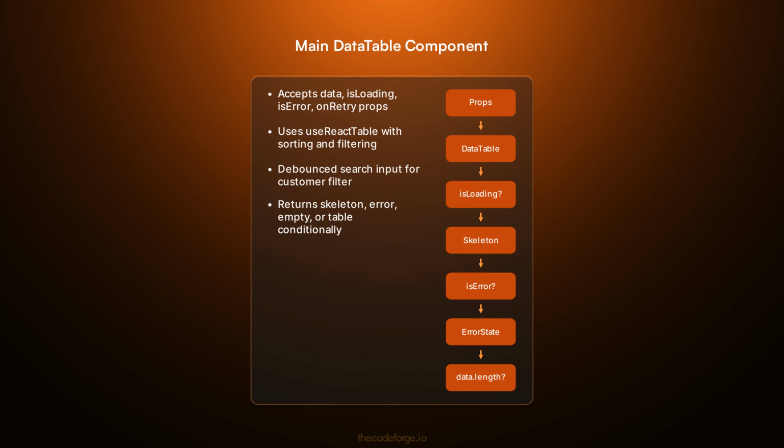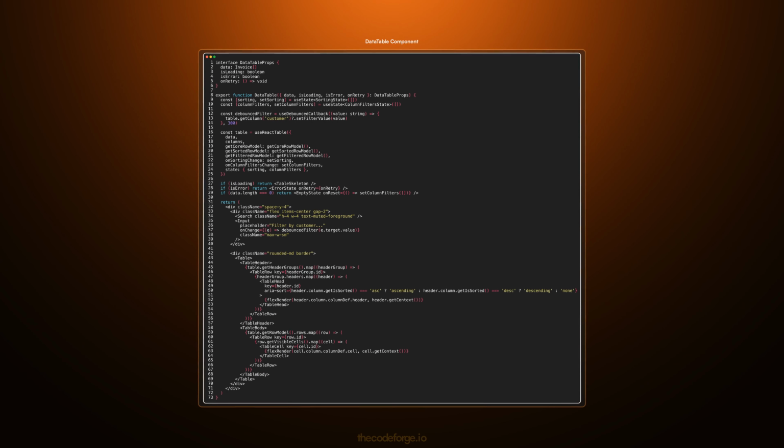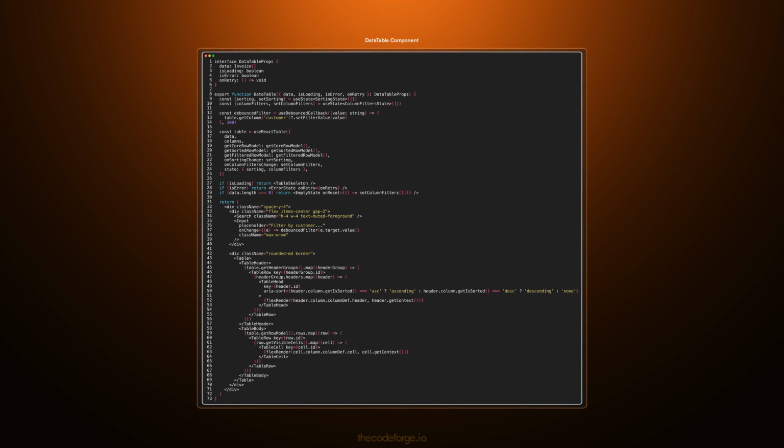The main data table component uses a series of early returns. If loading, show skeleton. If error, show error state. If empty data, show empty state. Otherwise, render the full table with search and sorting. Notice the early returns: loading, error, empty. The debounced filter uses useDebounce to avoid excessive filtering. The table includes aria-sort attributes for accessibility.